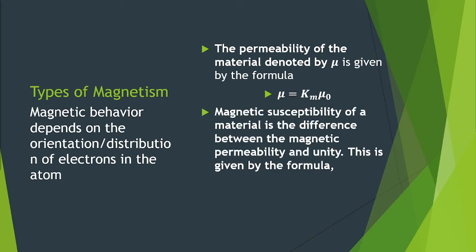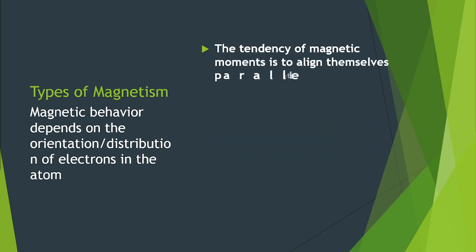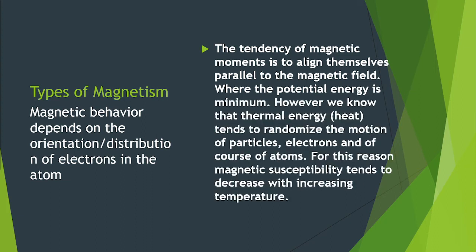Magnetic susceptibility of a material is the difference between the relative permeability and unity. This is given by the formula X sub m is equal to K sub m minus 1. This is also a dimensionless quantity. The tendency of magnetic moments is to align themselves parallel to the magnetic field, where the potential energy is minimum. However, we know that thermal energy, heat, tends to randomize the motion of particles, electrons, and of course atoms. For this reason, magnetic susceptibility tends to decrease with increasing temperature.